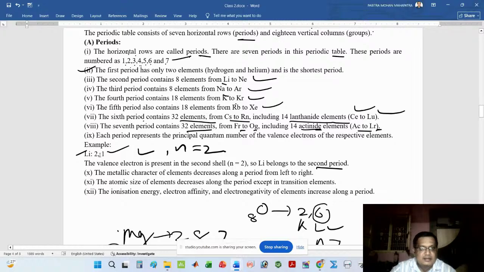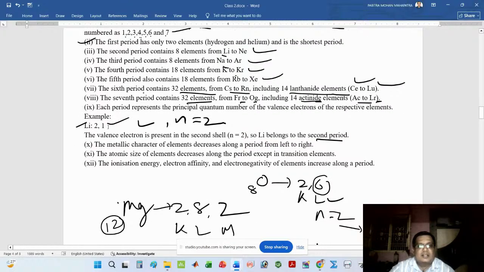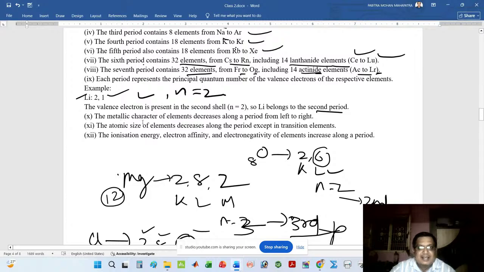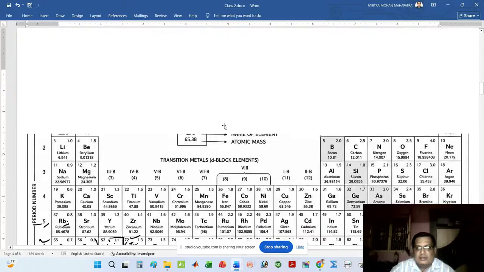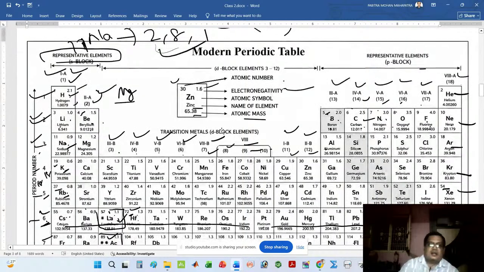Here lithium is given. The last electron, that is your valence electron, goes to n value 2, so it is present in the second period. Next, the metallic character of the element decreases along a period from left to right. Already I have covered that. Here, again I want to repeat, lithium is metal, beryllium is metal, but boron is what? Metalloid. That means metallic character decreases. Next, carbon is non-metal, nitrogen, oxygen, fluorine, and all are non-metal.